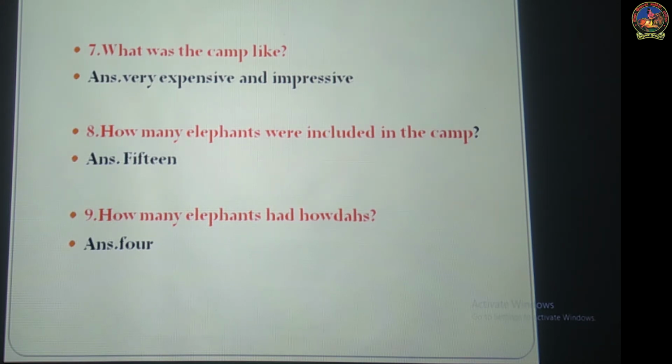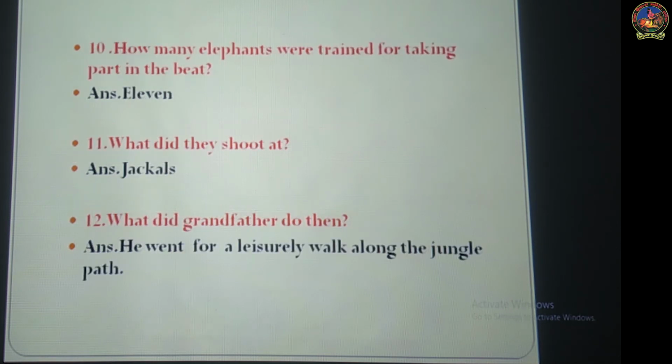What was the camp like? Very expensive and impressive. How many elephants were included in the camp? 15 elephants were included in the camp. And how many elephants had howdahs? 4 of the 15 elephants had howdahs on their backs. Let us see the next question.